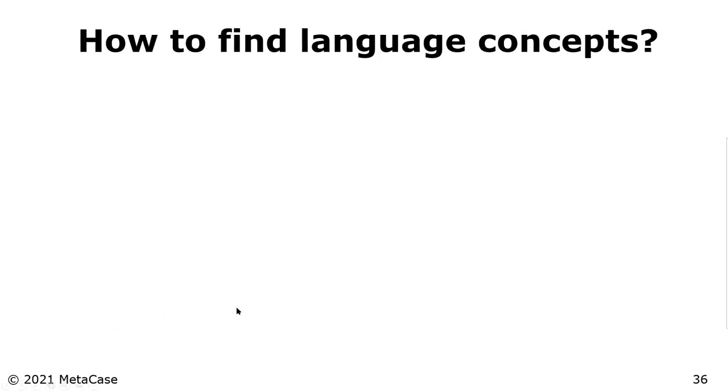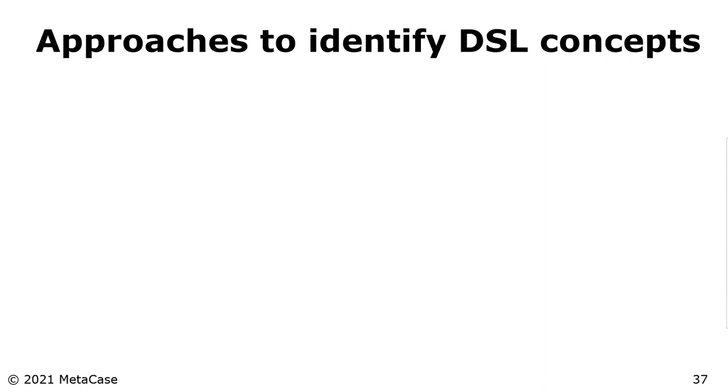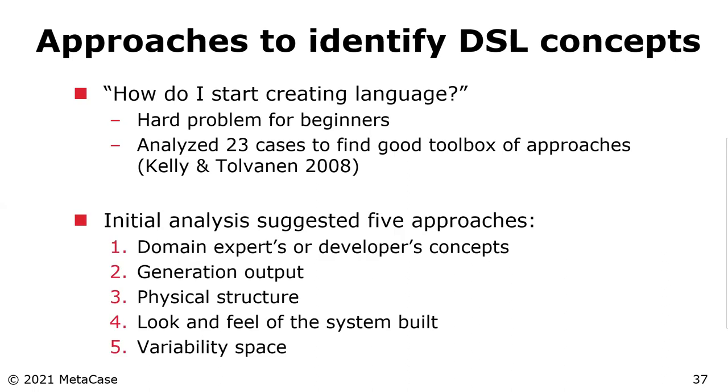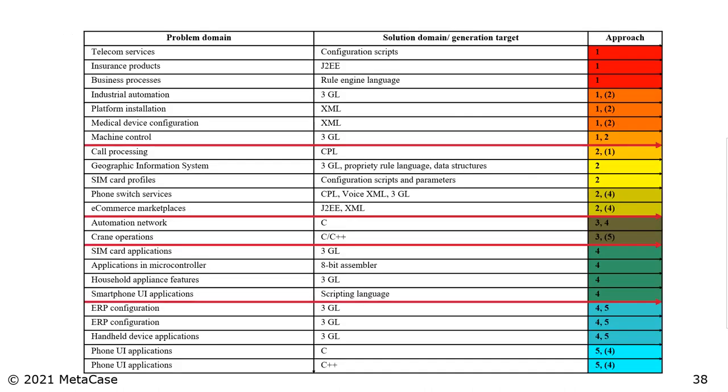And we also have analyzed among cases how companies seem to be identifying language concepts, where these language concepts come from. And we wrote another paper and a book about how to identify language concepts. And we found out 5 different approaches that companies seem to be using. So what we did was exactly the same as in the previous paper. We picked another 20 plus cases where the problem domain was different. They were generating different kinds of code. And then we tried to find out how and why they were picking these language concepts.